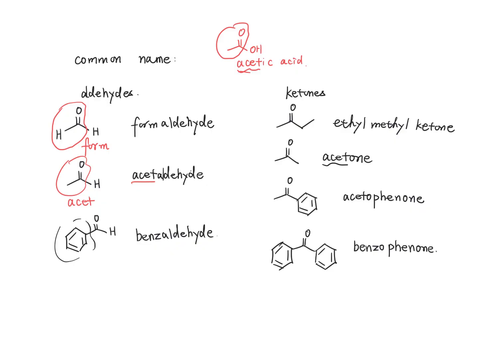So again, the phenyl part is this part right here. So you have a ketone that has this part. This is phenyl, and depending on the R, it can give you either acetophenone or benzophenone. So that is how we can name aldehydes and ketones. These are some common names. That is the end of this video.